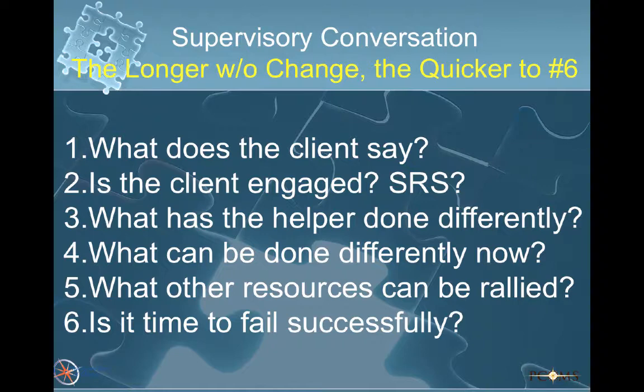But what have you done differently so far? If we've been talking about this client in supervision for a while, then they probably have done some things differently already. And what can be done differently now is the focus of our conversation. What can we do differently? What if other people in my supervision group, if I'm doing group, or what other ideas can we bring? What other resources can we rally to the cause? Maybe it's time for the supervisor to sit in with the therapist. Maybe a colleague can sit in. What other resources? Maybe a different service would be a good idea for this client.